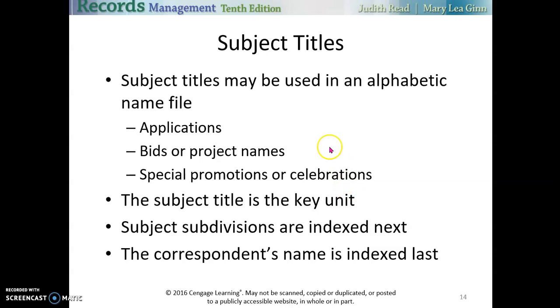And finally, the last little part in here, we do a whole chapter on subject files. So even with subject filing, it's still alphabetical, and we use alphabetic filing within subject. So these are just some examples. You have applications, bids, special promotions. So the subject title is always the key unit.